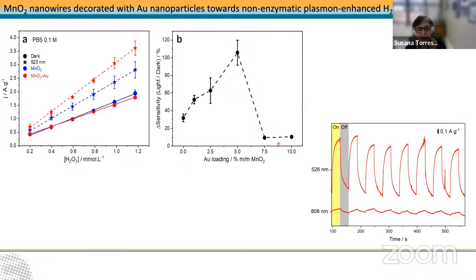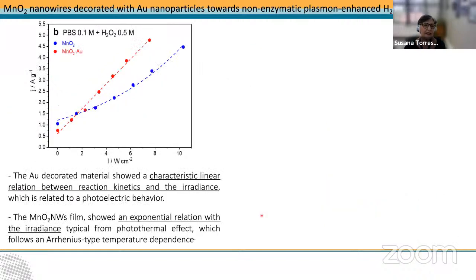properties. Here also you can see, for example, for different lasers, for the green laser and for the laser at 800, here we are in the region where we have no plasmonic excitation, so the current is much, much less. And here it is important to see that if we change the laser power, we are changing the temperature, obviously. And we can see that the gold decorating material shows a characteristic linear relation between the reaction kinetics and the irradiance, which is related to the plasmonic behavior.